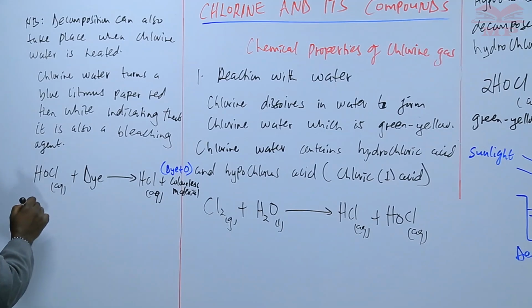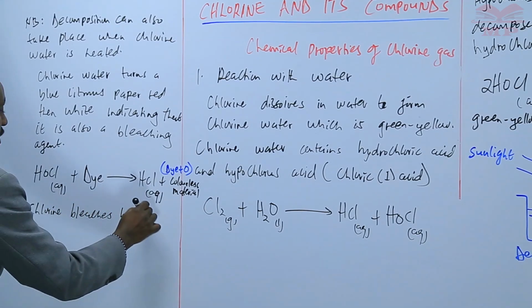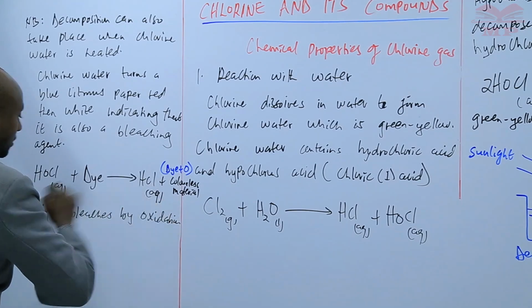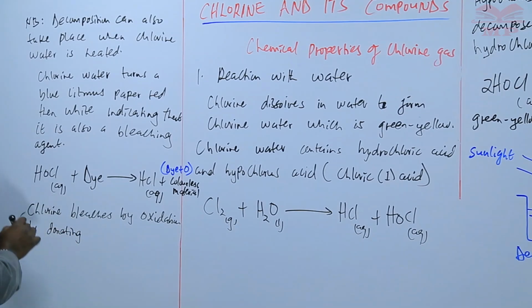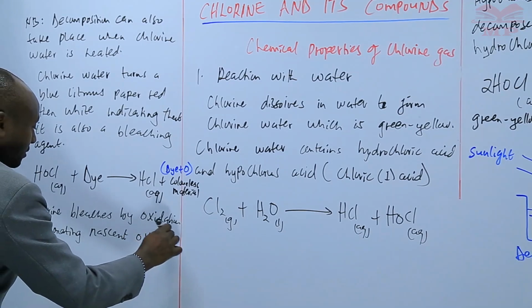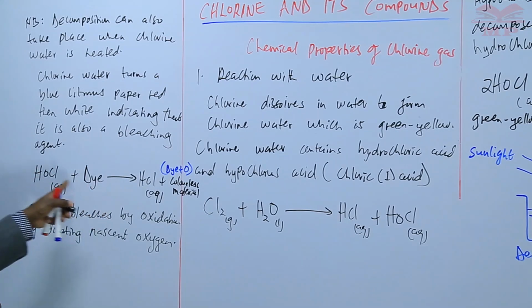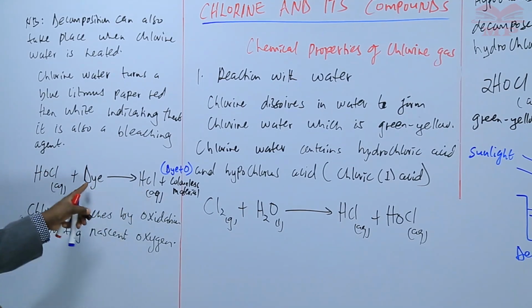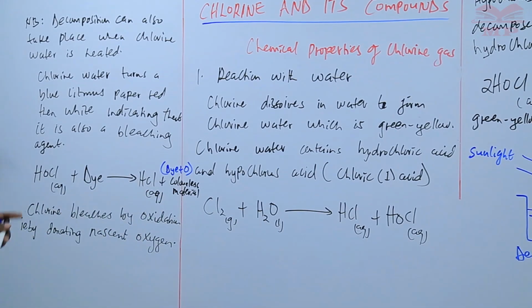And you can say that chlorine bleaches by oxidation. That is by donating nascent oxygen, by donating the active oxygen that is being donated to the dye, and then you are left with HCl, which is colorless, and then the dye, once it combines with that oxygen, it becomes colorless. So that shows the bleaching action by chlorine.